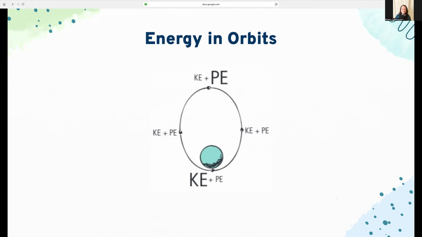So in order for the total energy of the orbit to remain the same, when the potential energy decreases, the kinetic energy increases. The potential energy decreases when it's closer to the planet, and that's when the kinetic energy increases. And then when the kinetic energy decreases, as in when it's slowing down because it's farther away from the planet, then the potential energy is increasing.